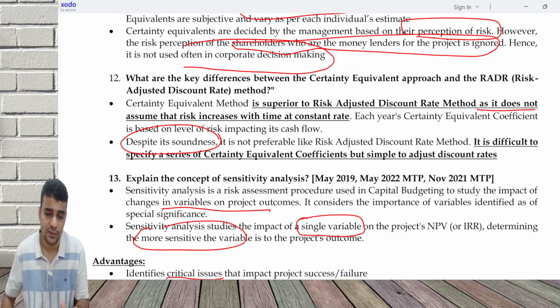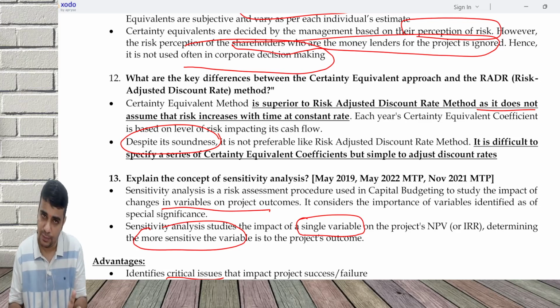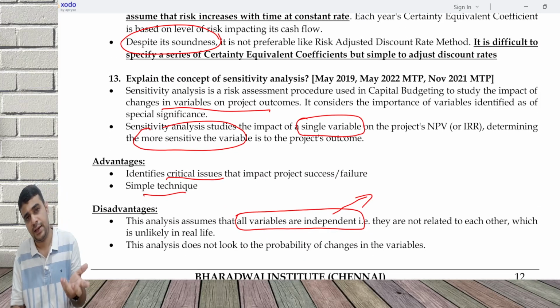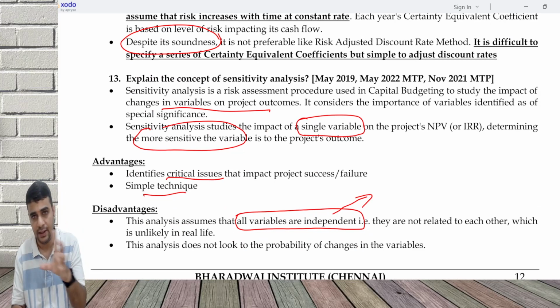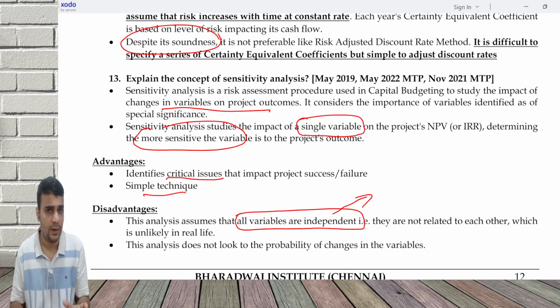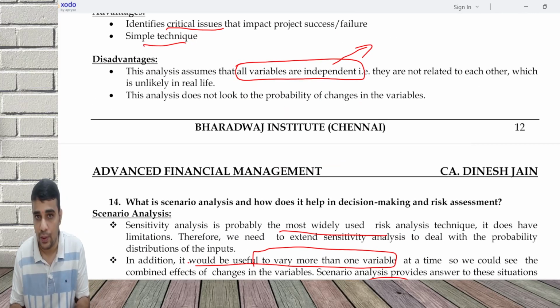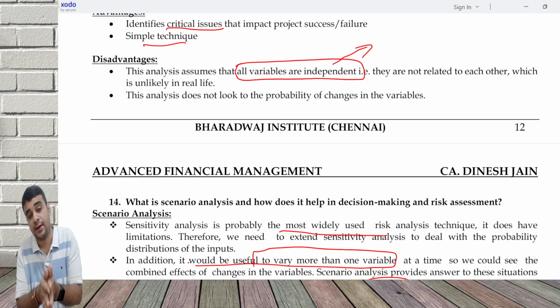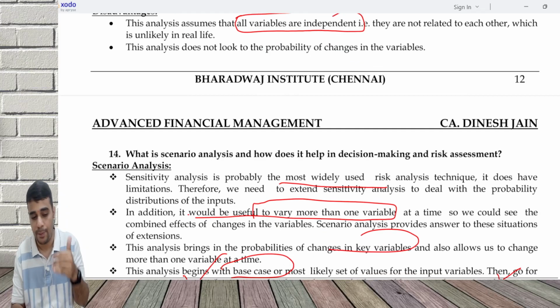Sensitivity analysis is very simple, where we try to find the impact of changes in one variable. So it identifies the most important variable. Simple technique. The problem is you are assuming only one variable changes, so you are assuming they are independent, that is, a change in one variable will not impact the others. That is where we got into scenario analysis, where we factor in multiple variable changes at a time, and also consider the impact of probability.